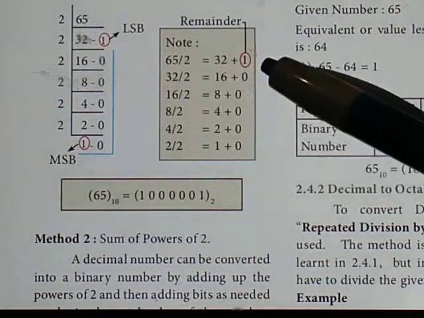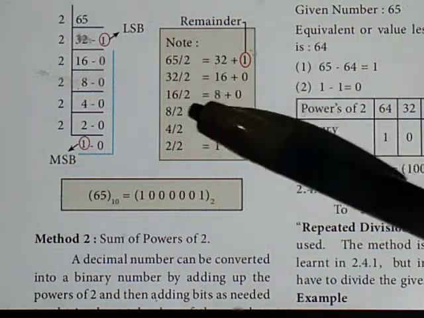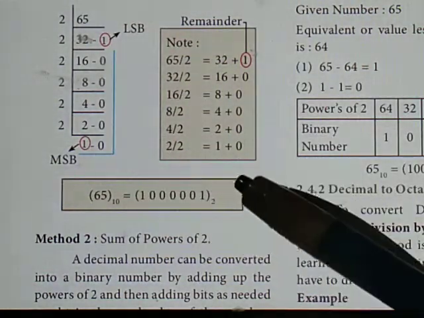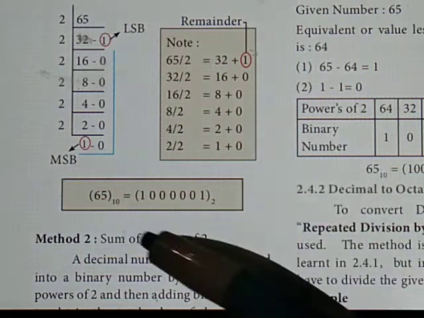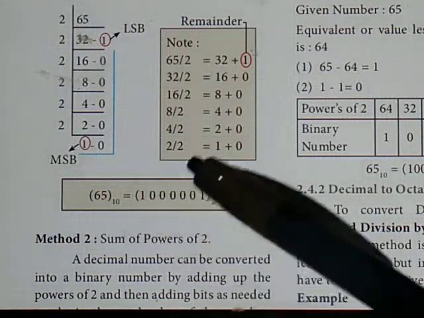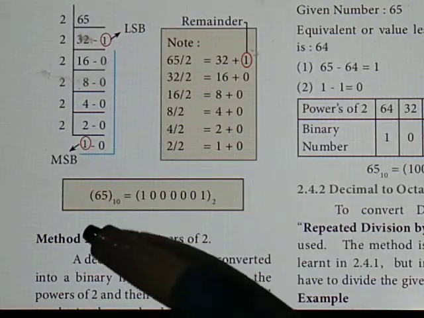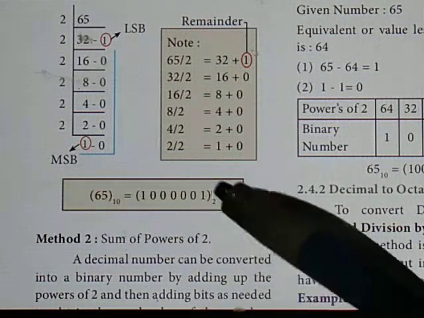So 65 divided by 2 is 32, and then we get a remainder. Then 32, and the remainder goes up to this one. The last one, 2 divided by 2, gives remainder 1 and 0. So how do we write this? From the bottom. See this from bottom to top: 1 0 0 0 0 0 1 in base 2.